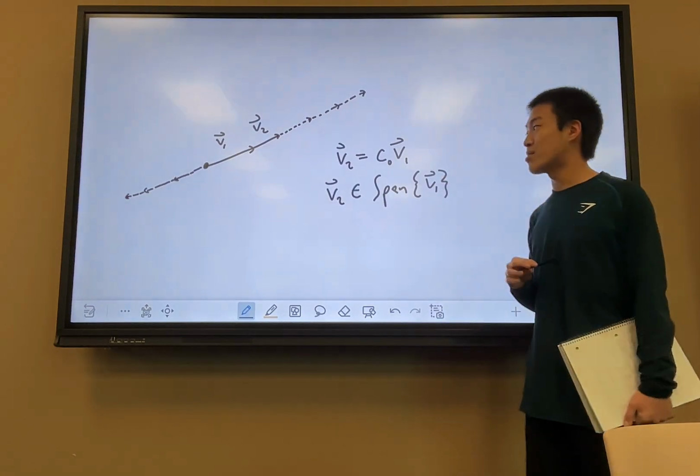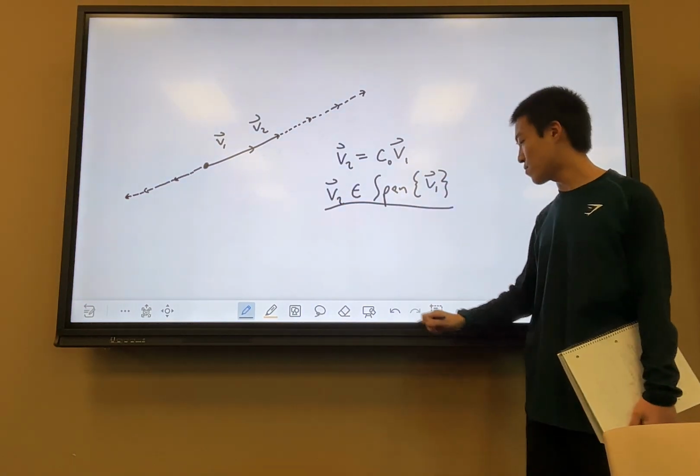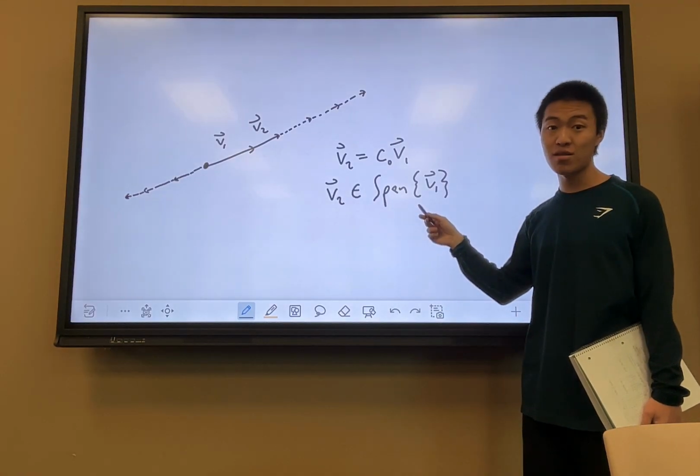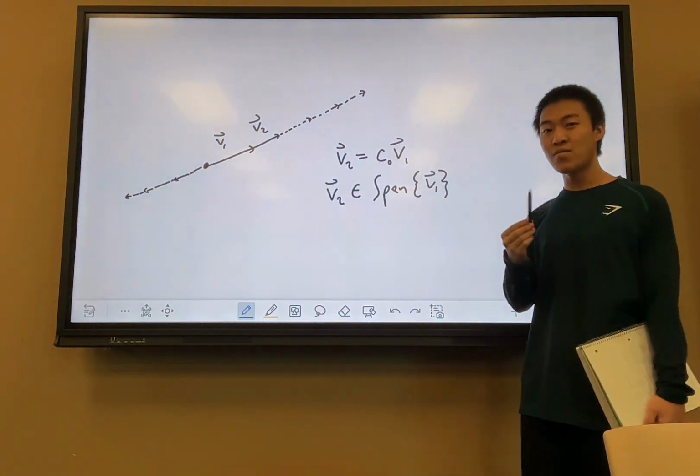It will only generate a plane so long as this doesn't happen to us, where we get stuck with one of the vectors itself being a linear combination of the other. So watch that a few times. Make sure that makes sense. Think about it.